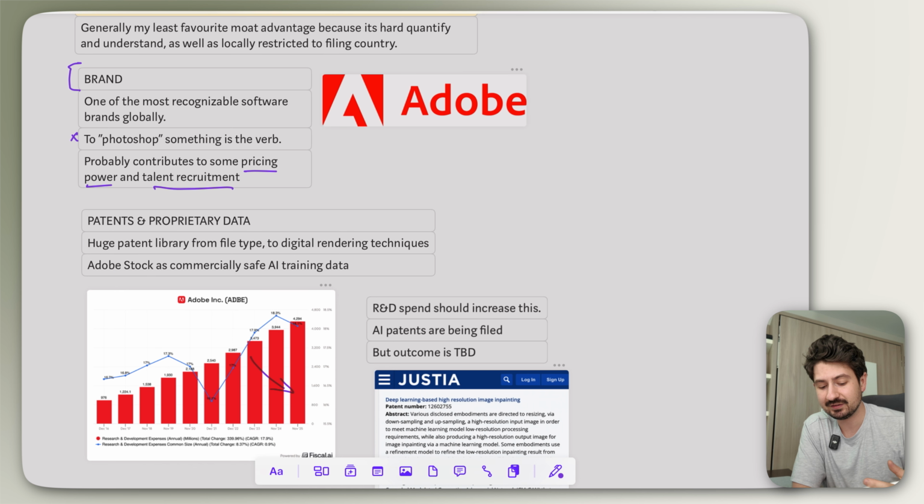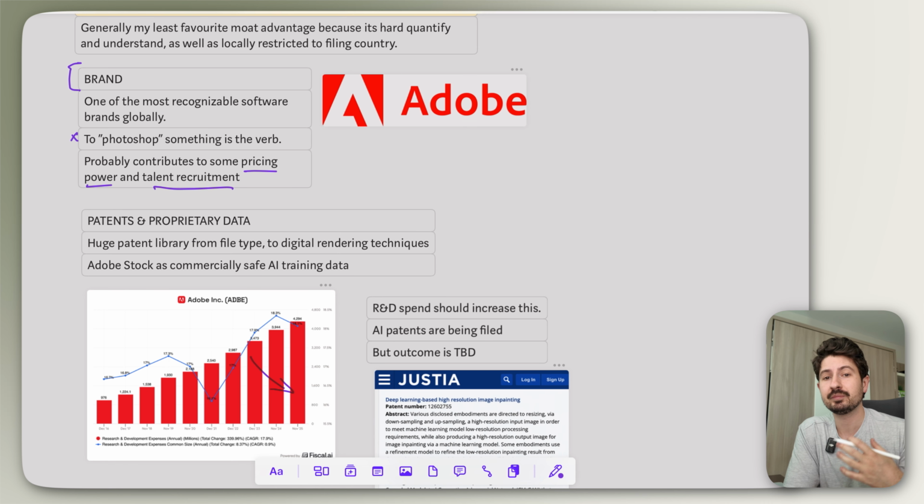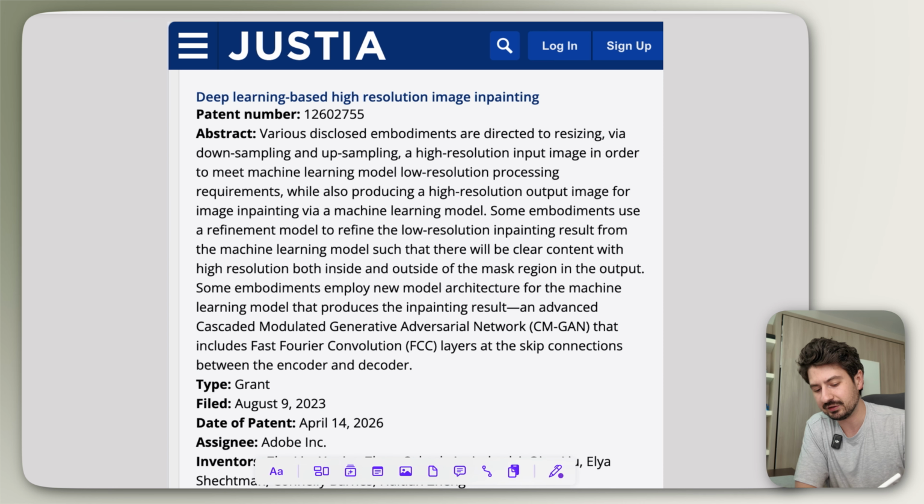In terms of patents and proprietary data, I think a lot of people don't know this, but a lot of the tools in Photoshop and Illustrator, et cetera, are patented techniques for adjusting the lighting in an image and stuff like that. They also have some AI-related ones. This is just something I pulled up from 2023: a deep learning patent that was granted for in-painting on high resolution images.